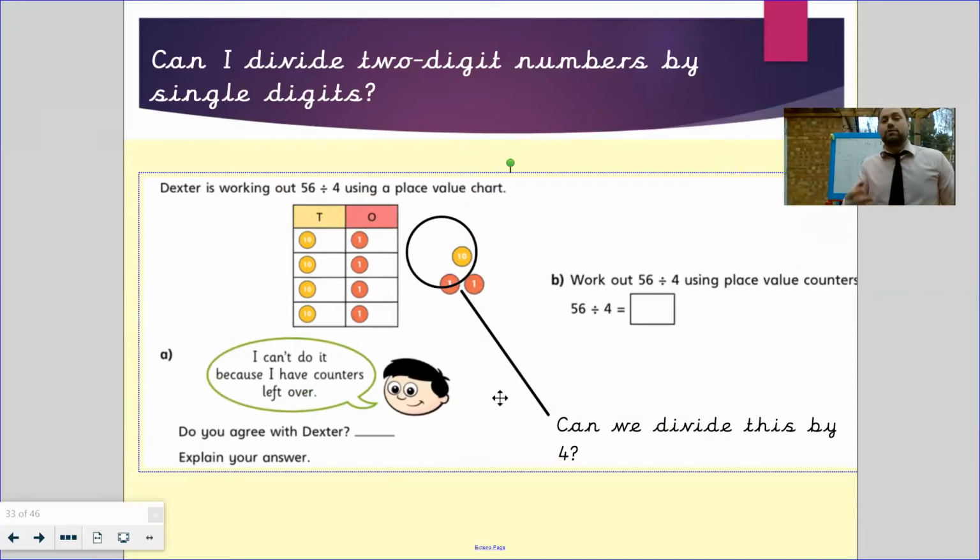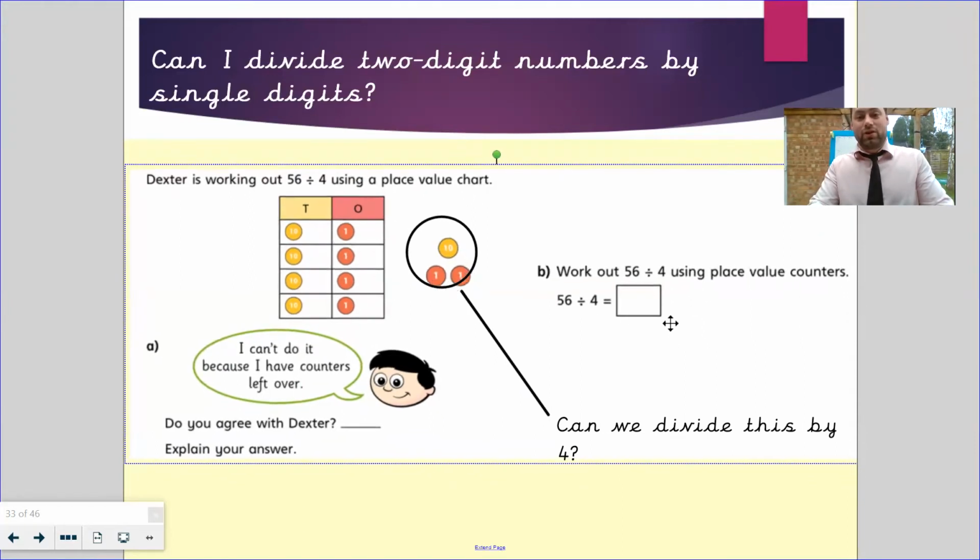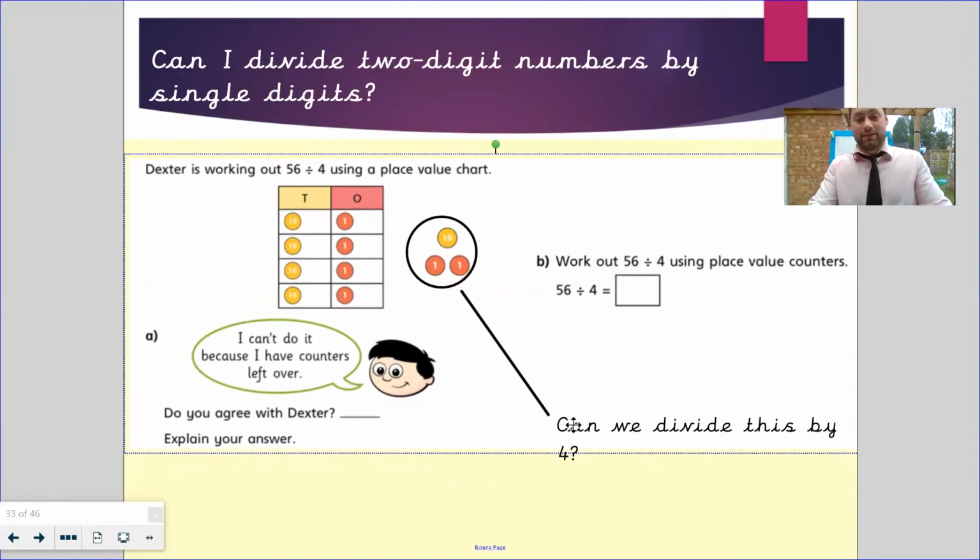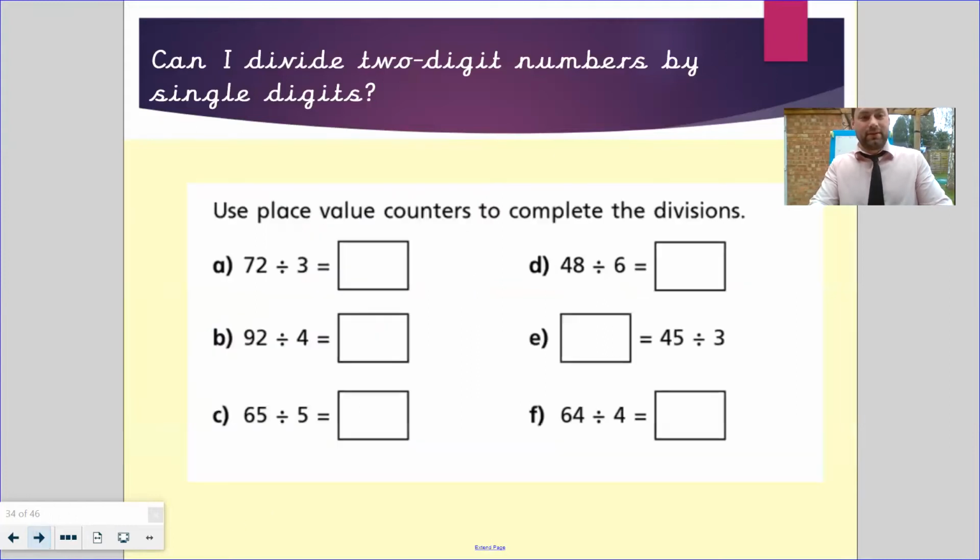Okay. So just remember, if you've got any counters left over, see if that number can be divided by the number you're using. And if it can, then you can exchange the 10s for 1s, and that will help you out. So have a go using that method for these questions. Remember to pause the video and don't take longer than 10 minutes, please. Off you go.